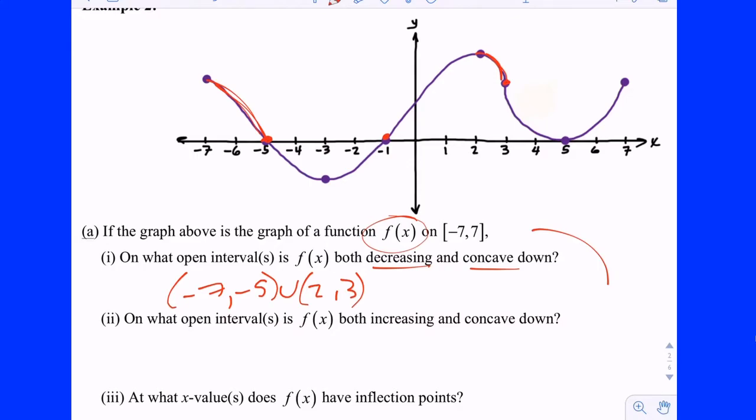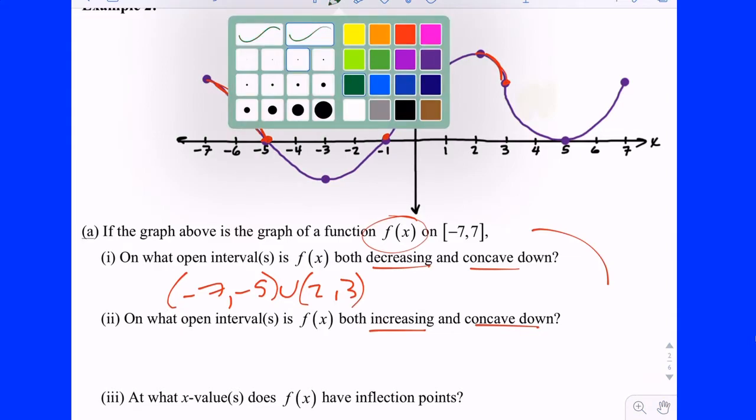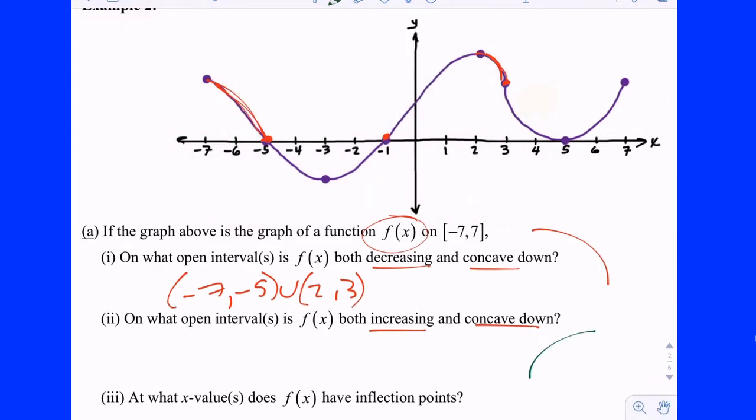On what open intervals is the function both increasing and concave down? Well, increasing concave down looks like that. So where's the graph doing that? -1 to 2. Anywhere else? No. Notice this one doesn't say to justify.